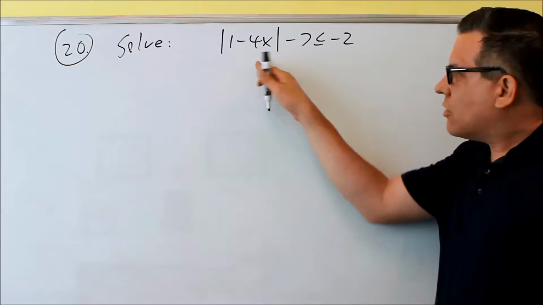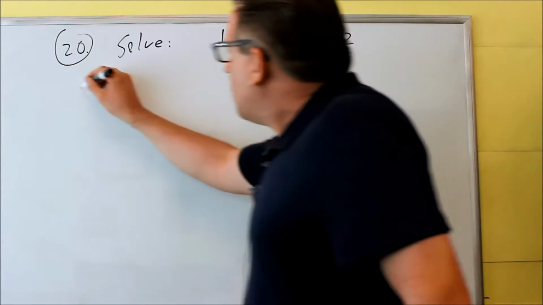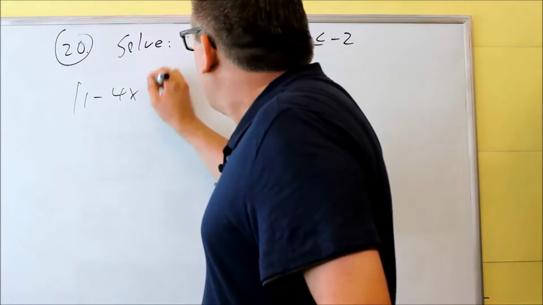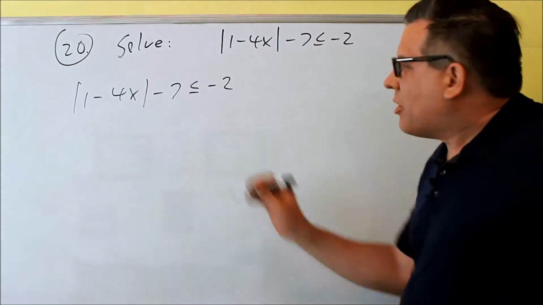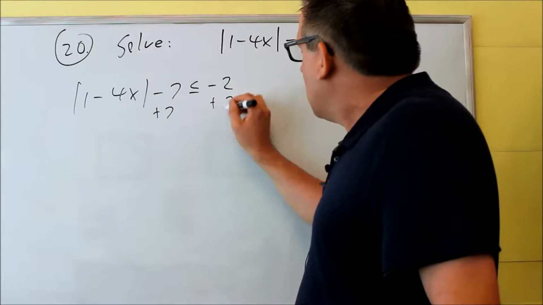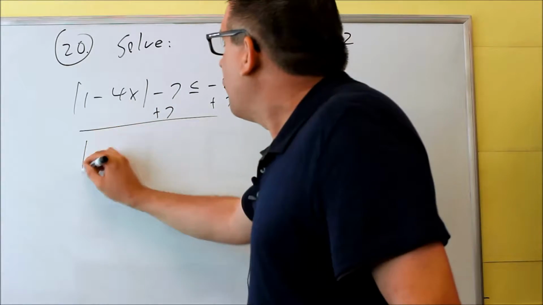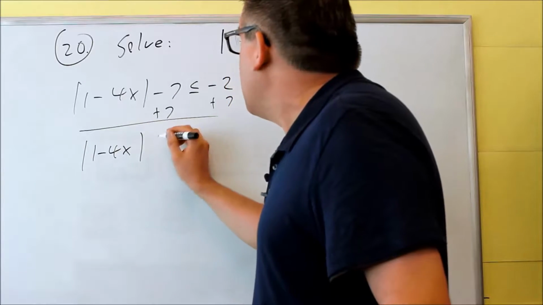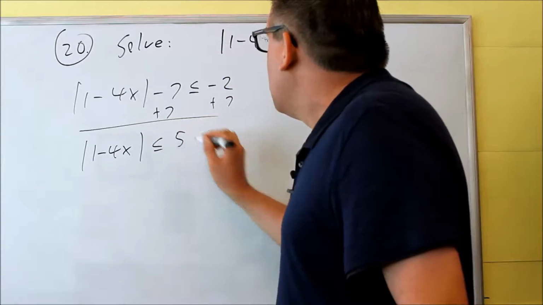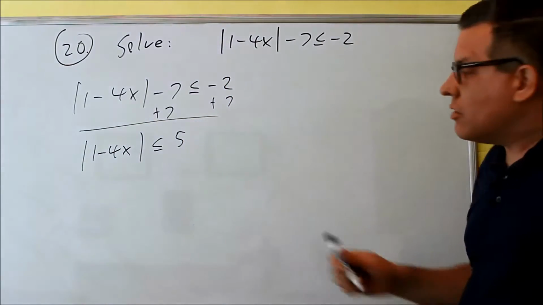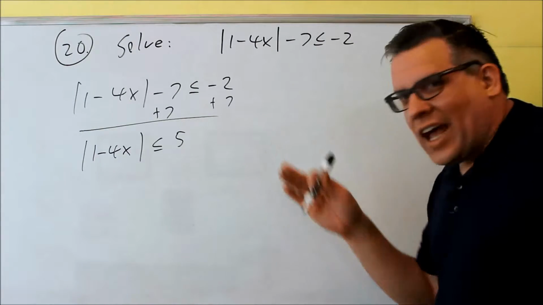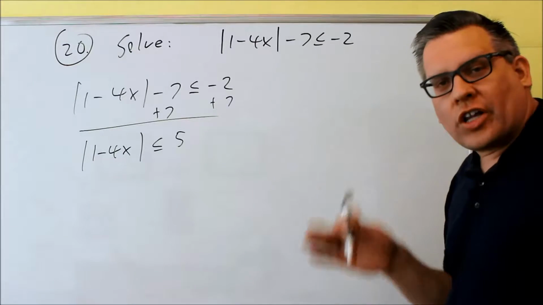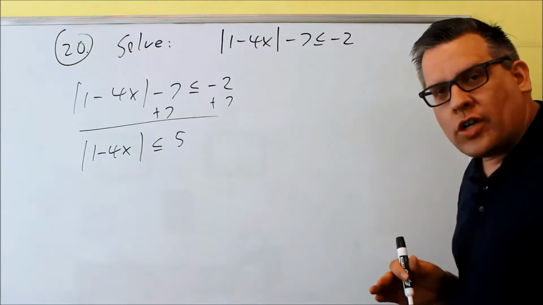So what I mean by that is this one right here. Let me go ahead and rewrite it for you. Alright, what I want to do here is I'm going to add 7 to both sides of the equation first. Okay, and I do that first to get negative 2 plus 7, which is 5. Once I do that, this is when I'm going to break this up into two separate equations.